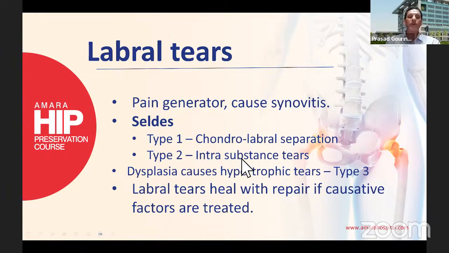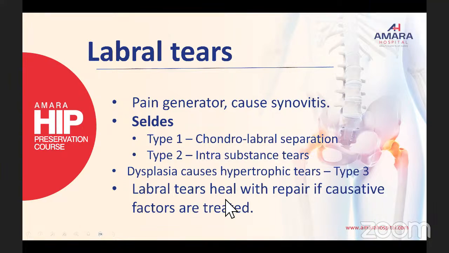Type 2 is intrasubstance tears from compression of the labrum between the neck and the acetabular rim. These are pincer types of impingement. And a third type is from dysplasia. I'll show an example to you. Keep in mind that labral tear should not be the diagnosis. You should take care of the cause of the labral tear. And labral tears heal well with or without repair, in fact, when the cause is taken care of.